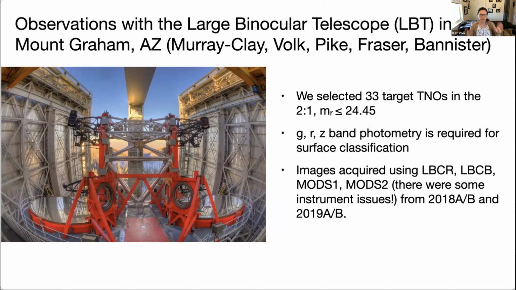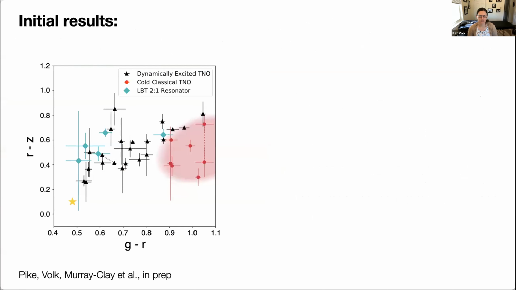There are a lot of instrument issues. So we had quite the mix of instruments on LBT to get these colors. But we are in the process of getting all these colors analyzed. Here's just a few that have already been measured. So the teal diamonds here on this R-Z versus G-R plot are a few of the 2-to-1 color measurements from the LBT. And we can see that they mostly fall onto the dynamically excited TNO curve in that plot, as opposed to really within the cold classical region.